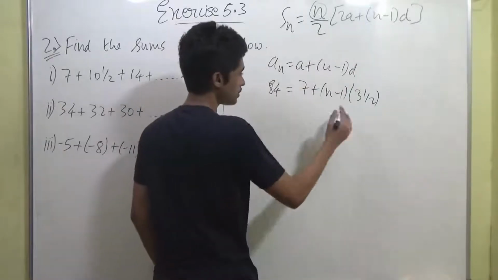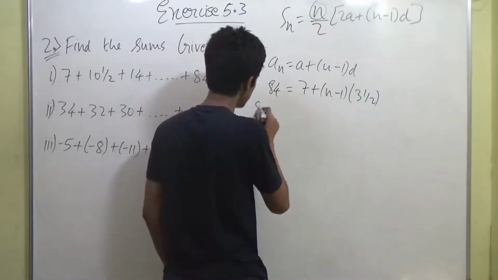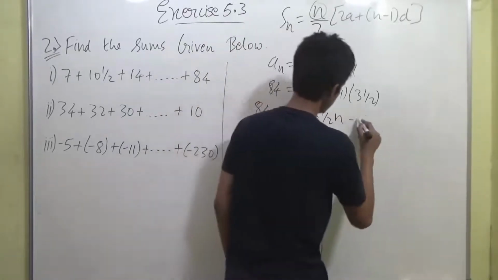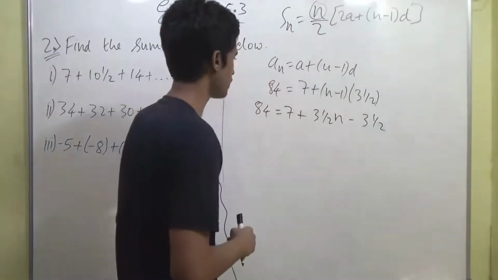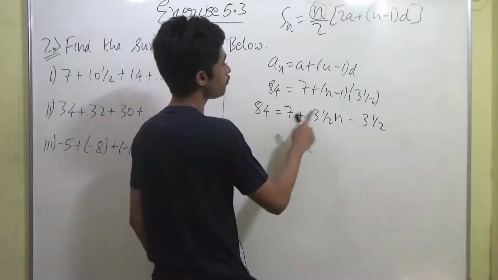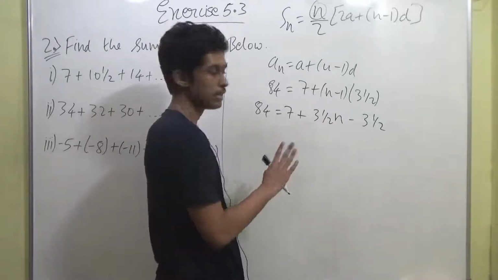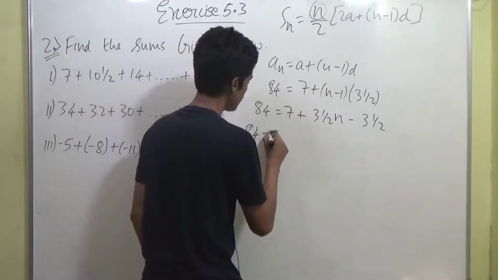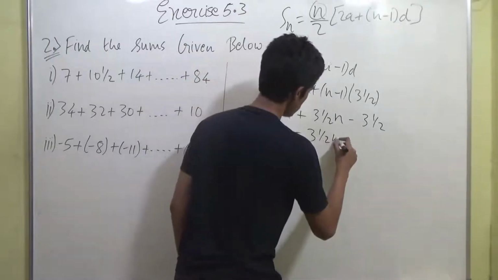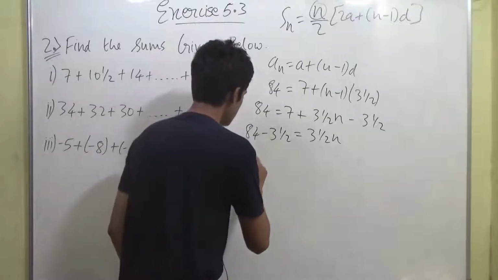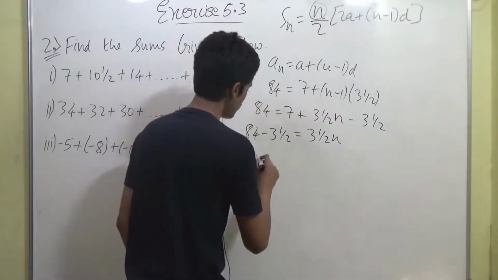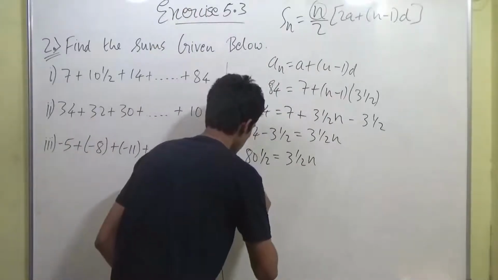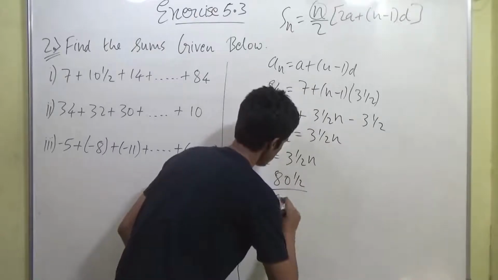Now let me calculate it, guys. Let me start expanding it and bring out the value of n. So it's going to become 84 is equal to 7 plus 3.5 n minus 3.5. Getting it, guys? I just expanded it. So this will become 7 minus 3.5, which is 3.5, right? When I bring this 3.5 to LHS, it's going to become 84 minus 3.5 equal to 3.5 n. So this will become 80.5 equal to 3.5 n. Getting it, guys? Now the value of n is going to be equal to 80.5 by 3.5.